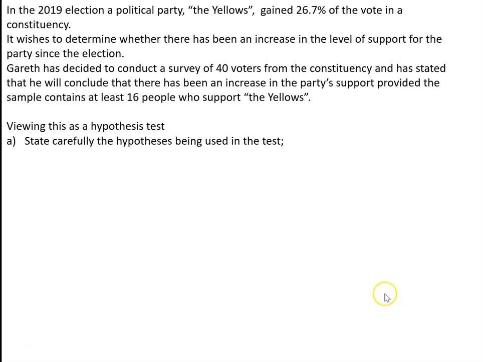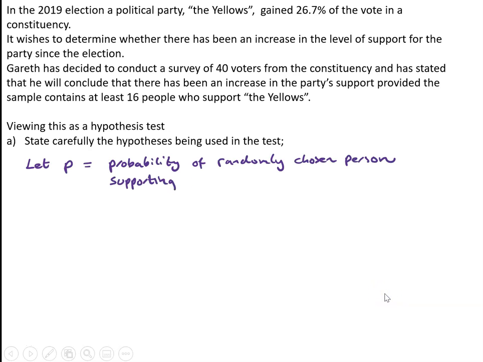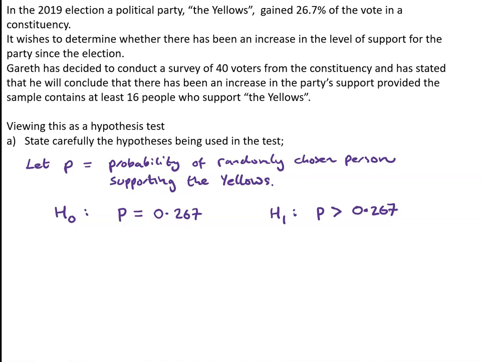Well, we should certainly start by defining the variable that we're using. We'll let p equal the probability of a randomly chosen person supporting the Yellows. The null hypothesis is going to say that there has been no increase. In other words, we have p is 0.267. Whereas the alternative hypothesis is going to say that there's been an increase in the probability of a randomly chosen person supporting the Yellows. So the alternative hypothesis is p is bigger than 0.267.